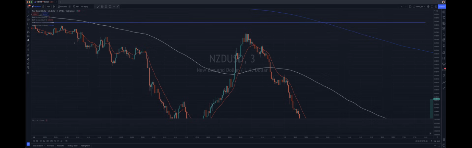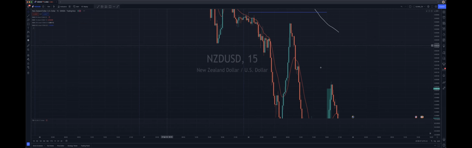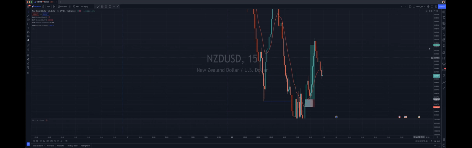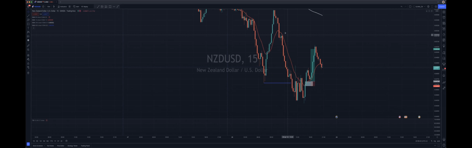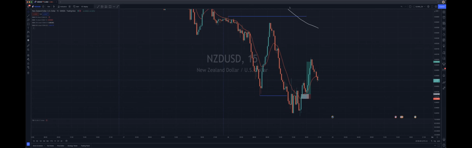Going back to the M15, we want to see where our London entries would have been. So you can see the setup now from M15. This is how it would have looked. You could also have targeted this area maybe as a TP, but at times it's always good to take what the market gives you and walk. If you're targeting 1:5 and you reach 1:5, close your trade.